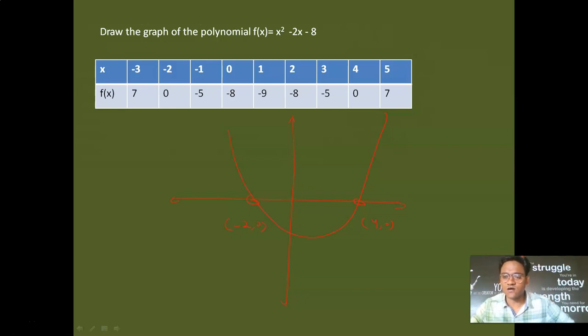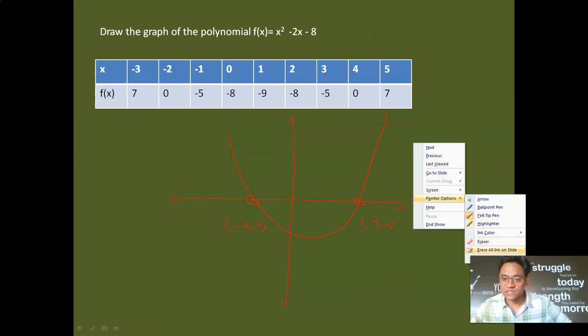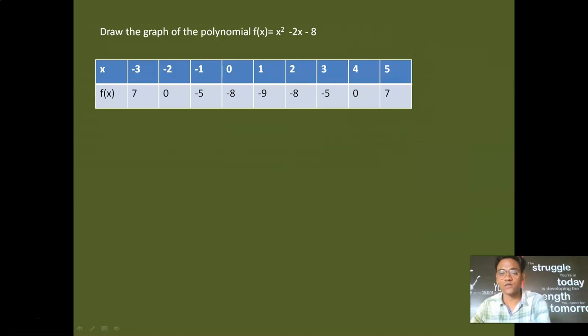Now let's move on to the last one, that is a cubic polynomial. Let's discuss the cubic polynomial.